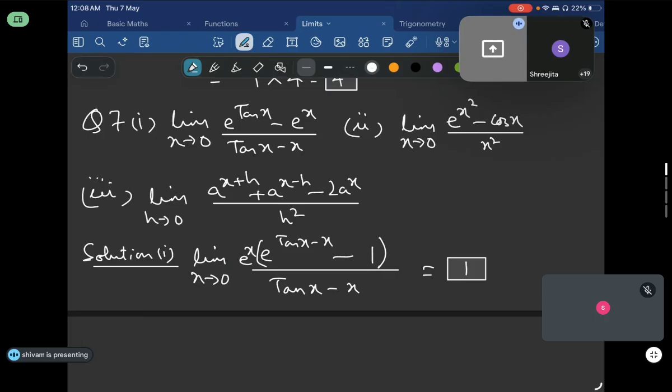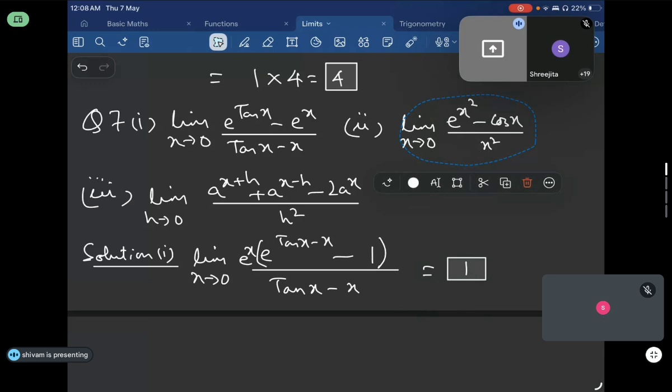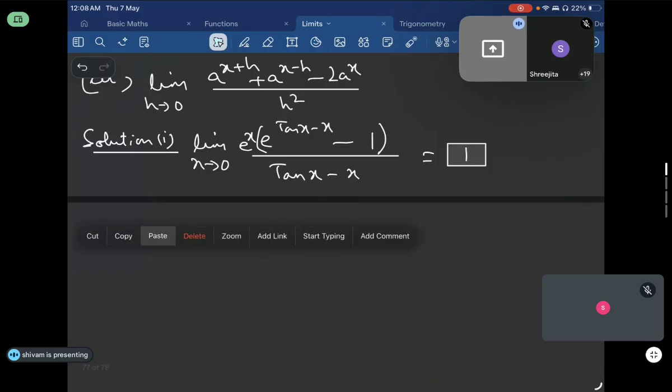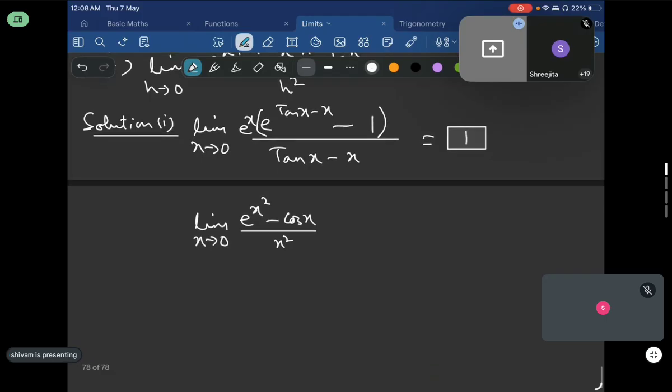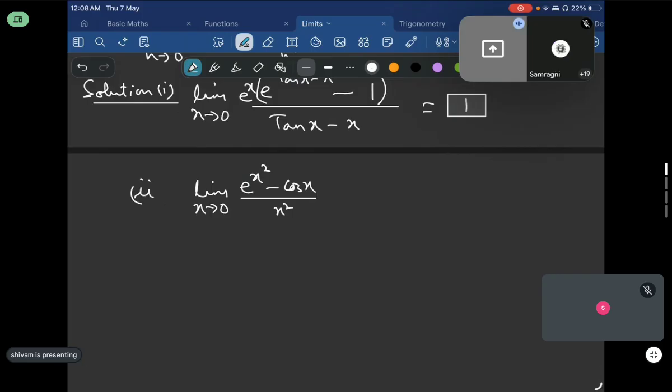Okay, part 2, everyone. Let us start. E to the power x square minus cos x upon x square. So what you do is you subtract and add 1. Once you subtract and add 1, the problem is done only. It will become 1 minus cos x upon x square. Rishabh, check part 2. Shwankit, part 2 is correct. Abhipsha, check part 2. Rishabh, part 2 is correct. Adrija, part 2 is correct.